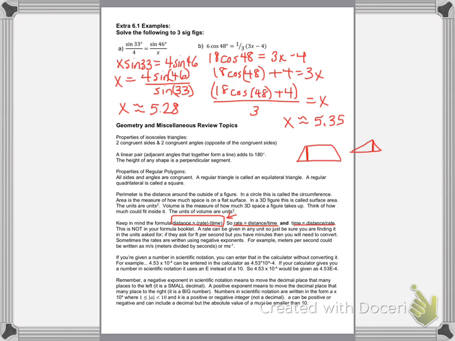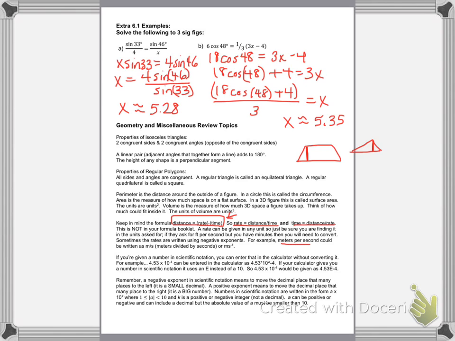Now your rate can be given in any unit. If they ask you to give a rate, you can give it in feet per second. You can give it in feet per minute. If they ask you for feet per second, but all you have are minutes, then you would need to convert those minutes into seconds. Now, they do sometimes write rates using negative exponents.